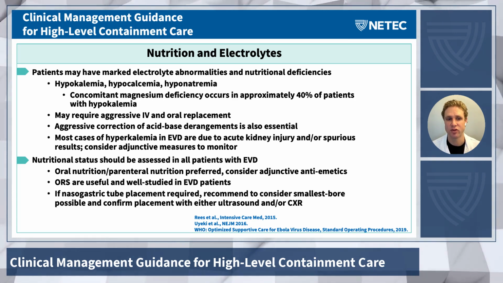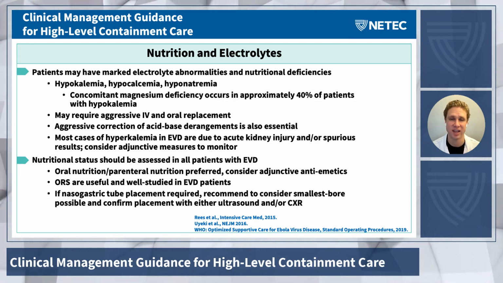In terms of nutritional status, parenteral nutrition or oral nutrition is preferred. We also want to consider adjunctive antiemetics if needed. Oral rehydration solutions are useful. These are well studied in Ebola virus disease patients, especially in the field. And if nasogastric tube placement is required, we recommend to consider the smallest bore catheters possible. Again, this is to avoid any sort of trauma that may induce coagulation problems, and to confirm placement with either ultrasound and chest X-ray with caveats that we've already mentioned.